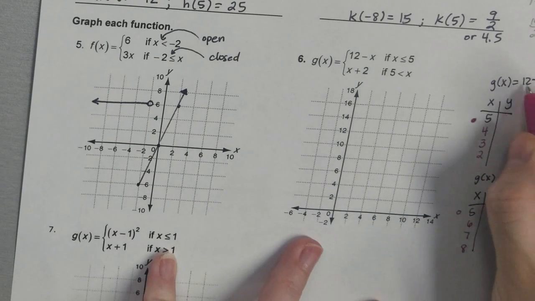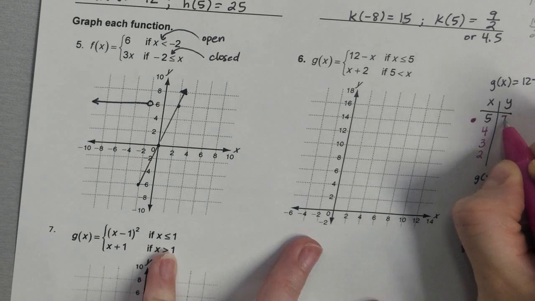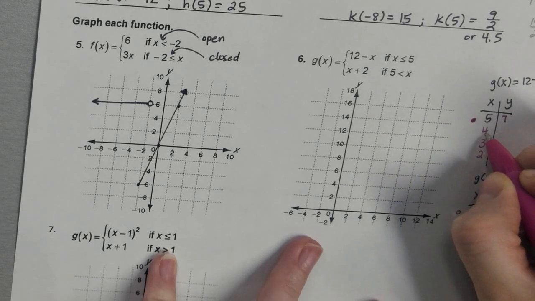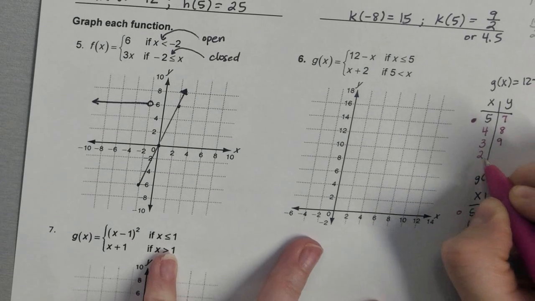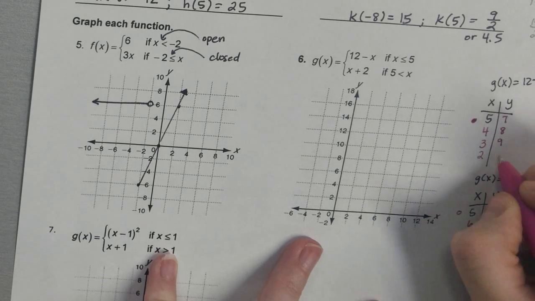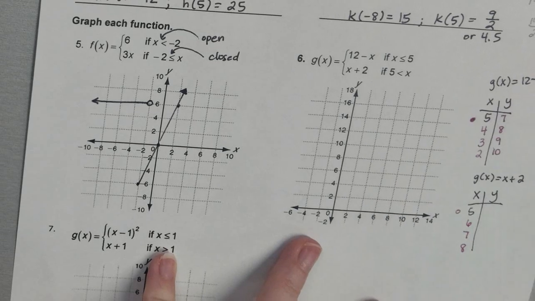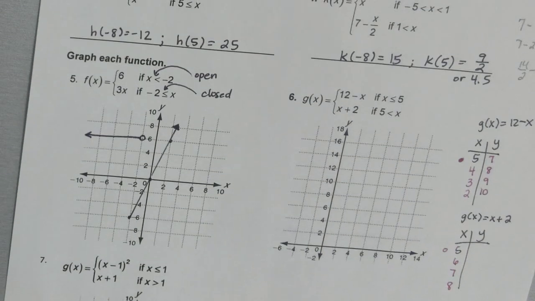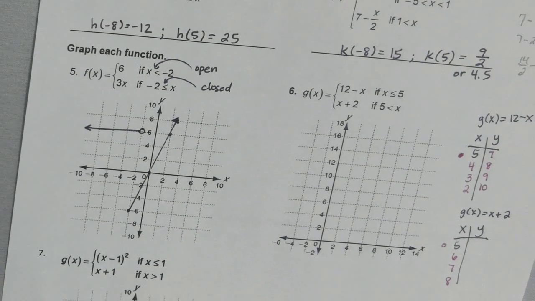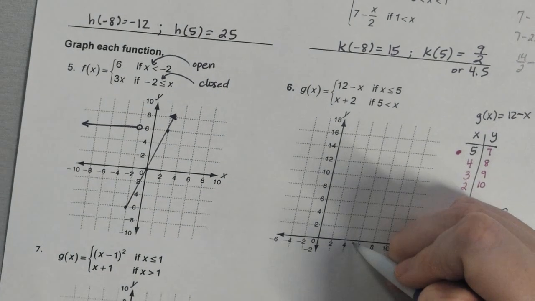Okay, so if you plug that in, 12 minus 5 is 7, 12 minus 4 is 8, and really this is a linear function, so you should have these going in order. The slope is -1. All right, so now let's plot. So we have 5, 7.